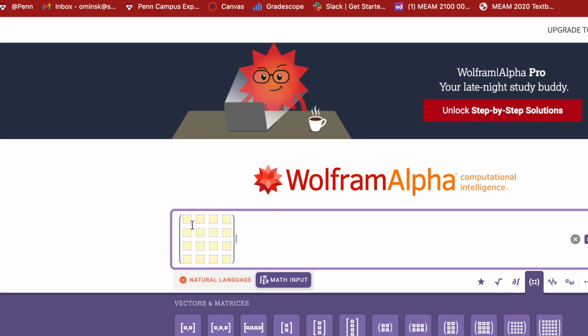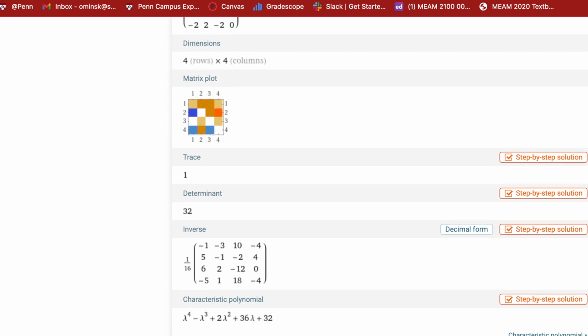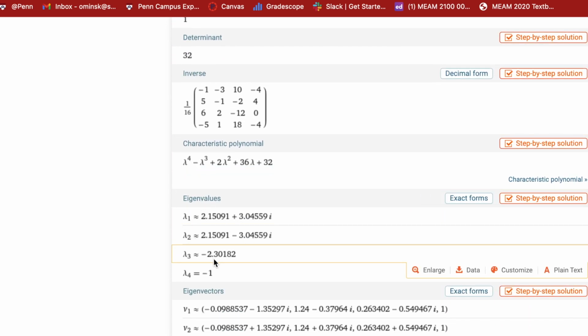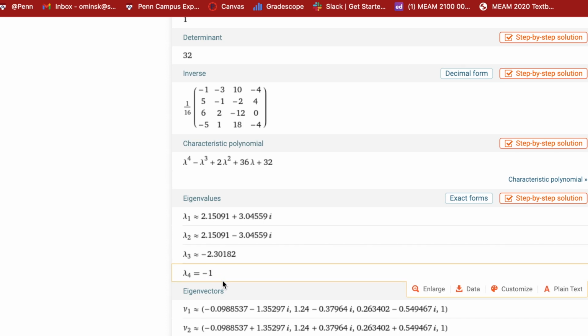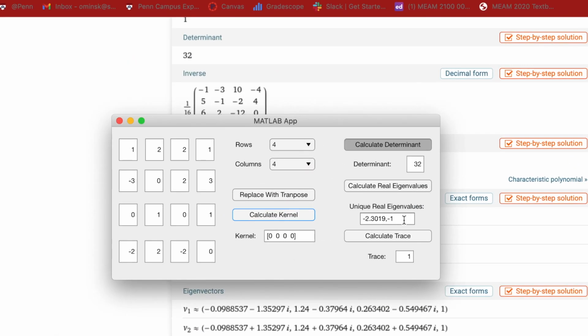So we can plug in the matrix 1, 2, 2, 1, -3, 0, 2, 3, 0, 1, 0, 1, and -2, 2, -2, 0. And it will give us the determinant as 2, the trace as 1, and we can see here 2 of the eigenvalues are complex and 2 are real, -1 and -2.3018. Look at what we got, -2.3019 and 1, so pretty close.